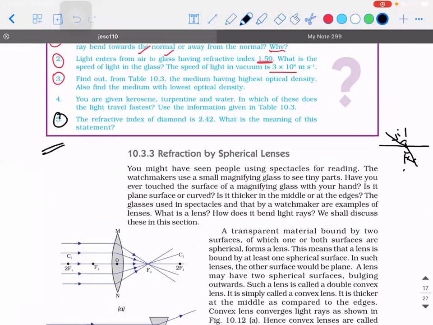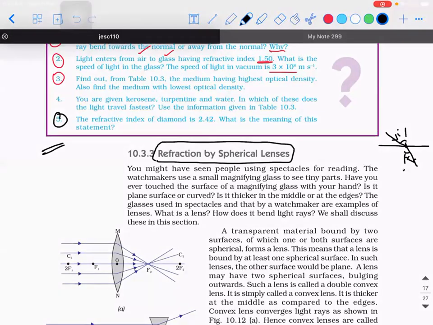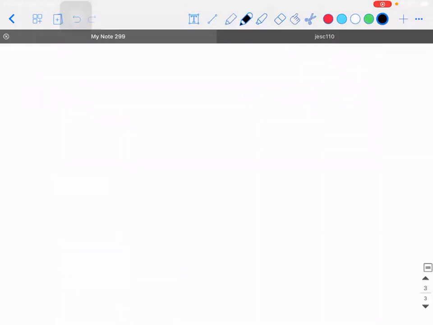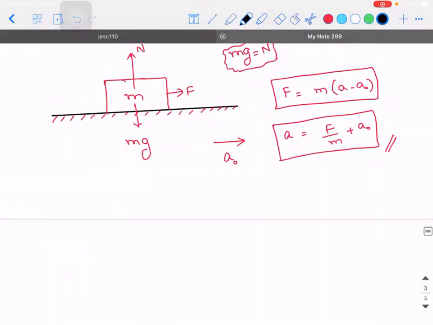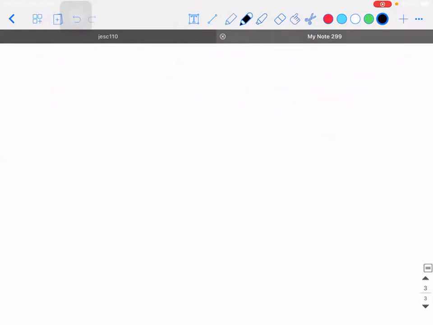Next, now we will see refraction by spherical lenses. Now I have a question. There is a device called a lens and there is another device called a prism, right? Can somebody give me a definition of both these devices? If I ask you to define a lens or a prism, how are you going to do it?